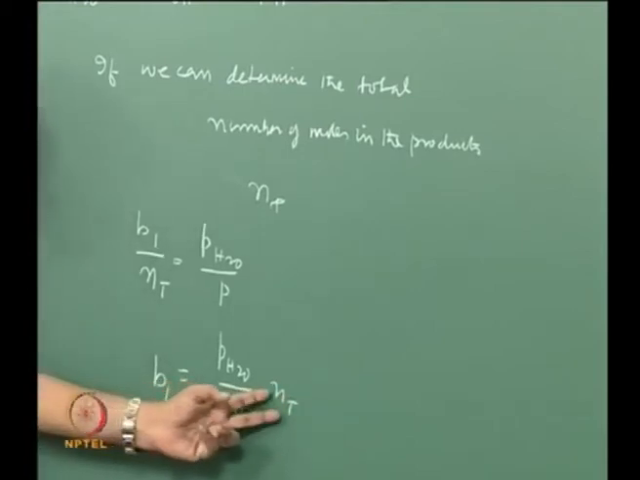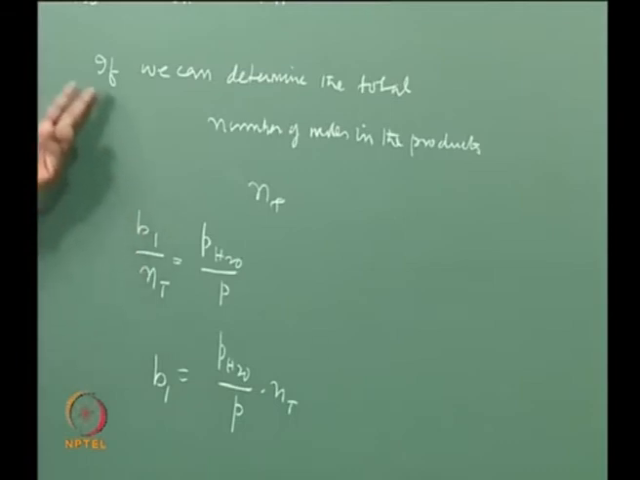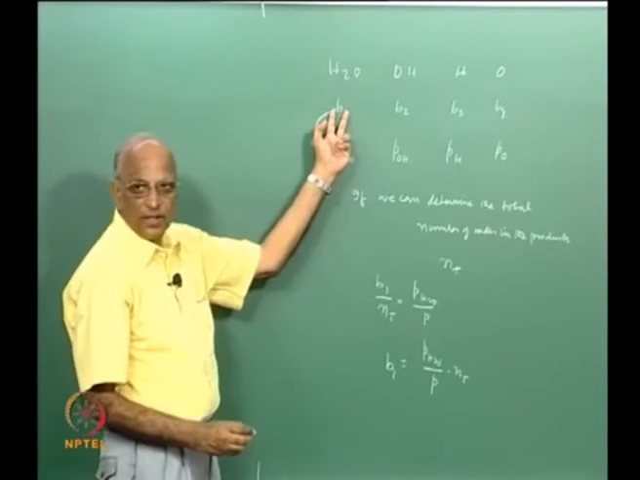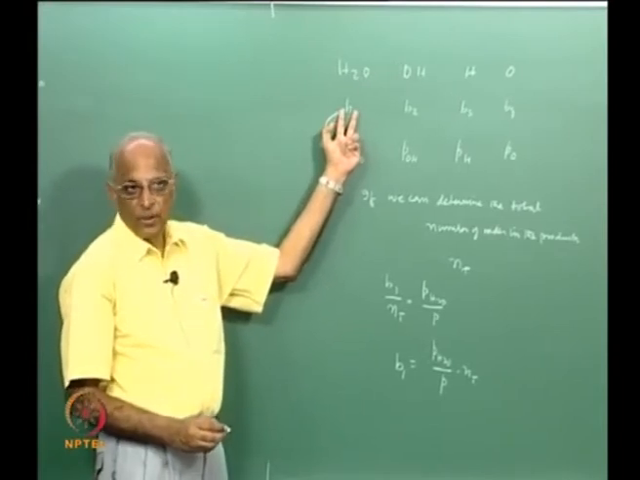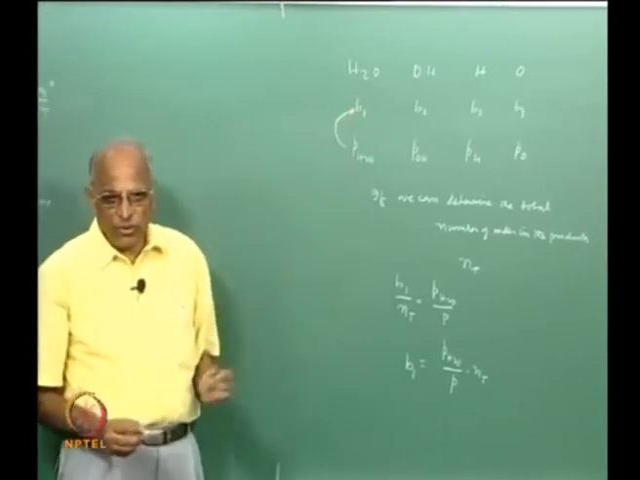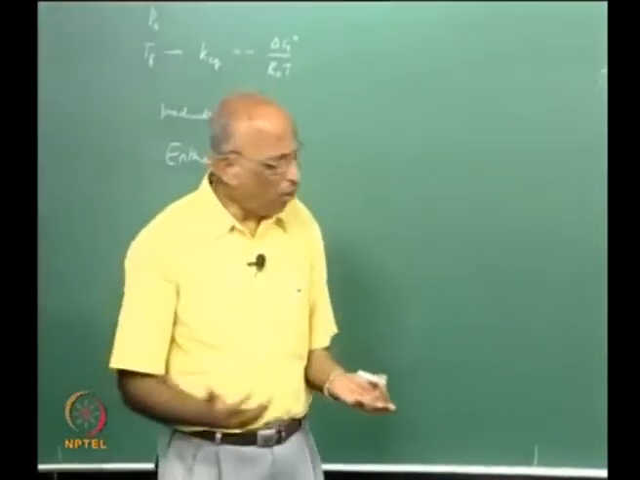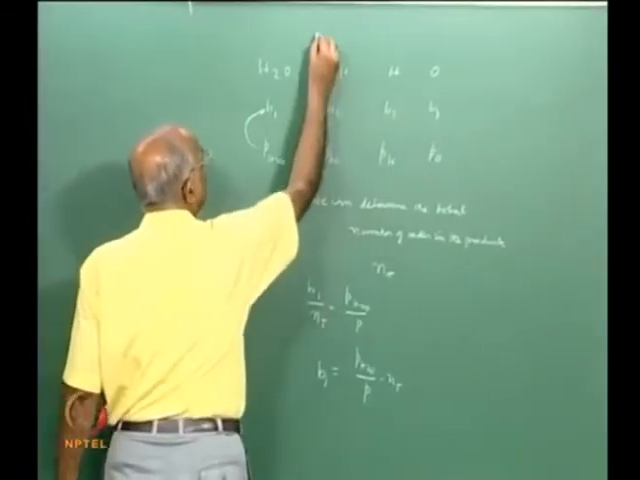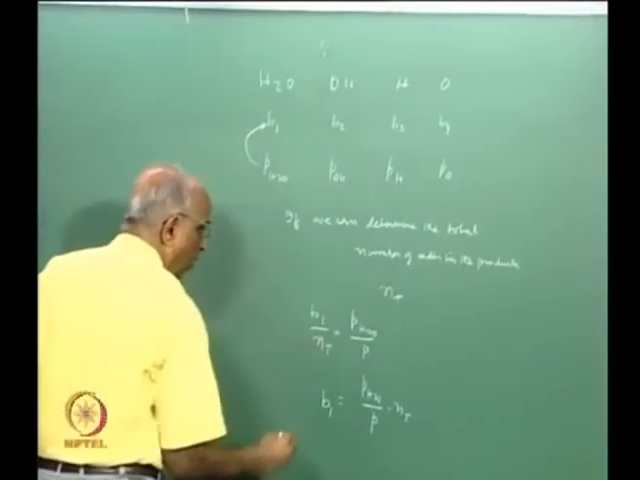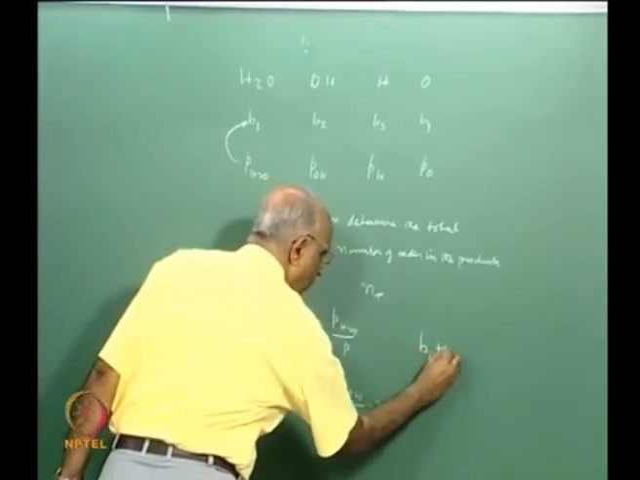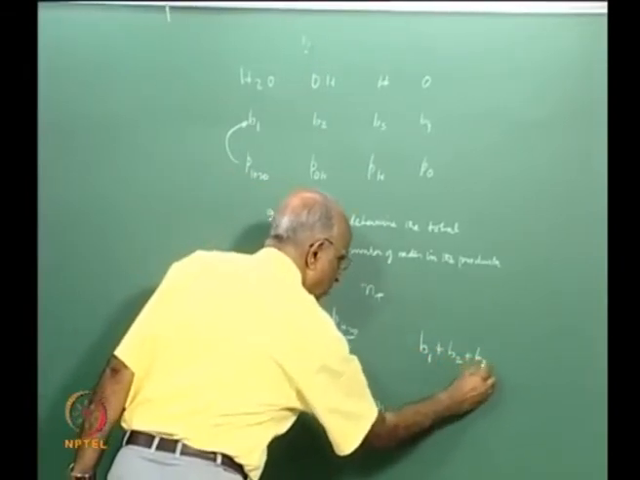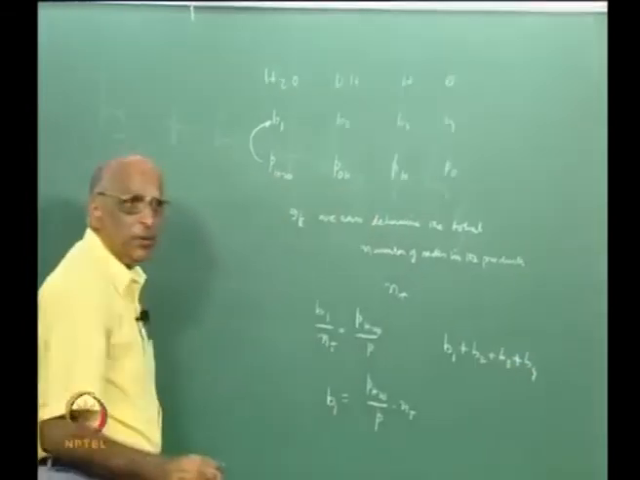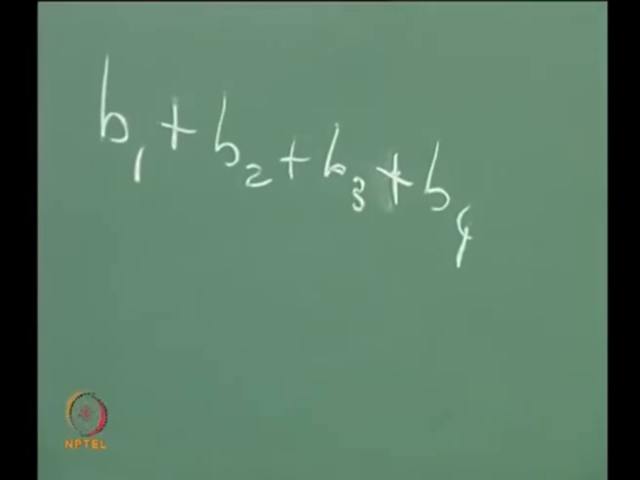Therefore, if I can determine the total number of moles, it will be possible for me to convert the partial pressure of each of the species into their respective number of moles. Is it all right? Now, all I know is the total number of moles in the products according to this relation, B1 plus B2 plus B3 plus B4, but I still do not know the value of B1.